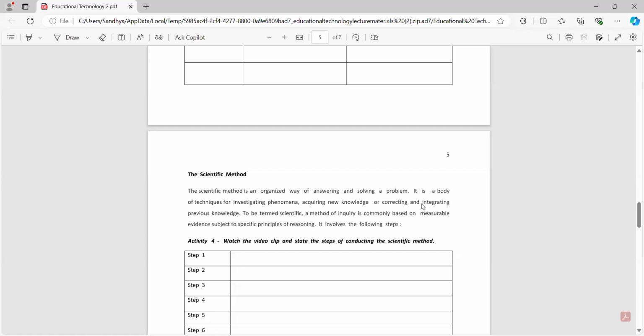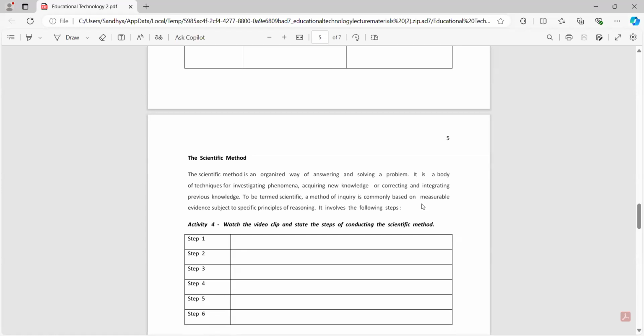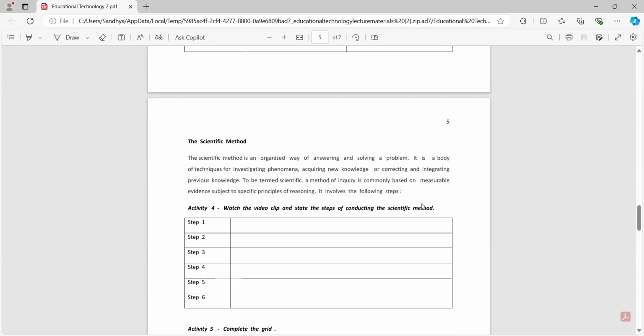The method is conducted in a very systematic way. This method has its own steps. Like you can get them to identify a problem first, right? You get the students to identify a problem, and then you get the students to read literature available about the problem. And then you get the students to make an educated guess or a hypothesis.